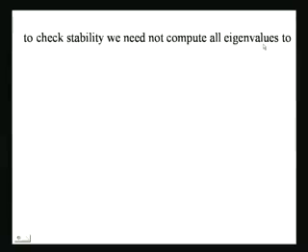If it's positive, it's unstable. If it's negative, it's stable. And if it's 0, it's neutrally stable. So we want to do that. But we want to be a little clever, and we don't want to compute all the eigenvalues. Why do we not want to compute the eigenvalues? Because if you have a 2 by 2 system, for example, or a 3 by 3 system, it's still possible to go and compute the eigenvalues.